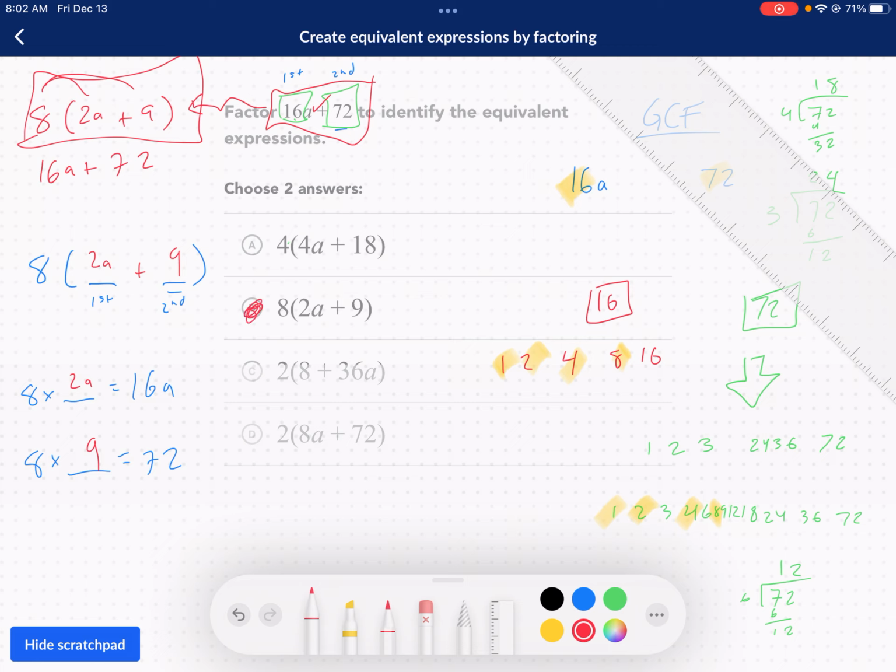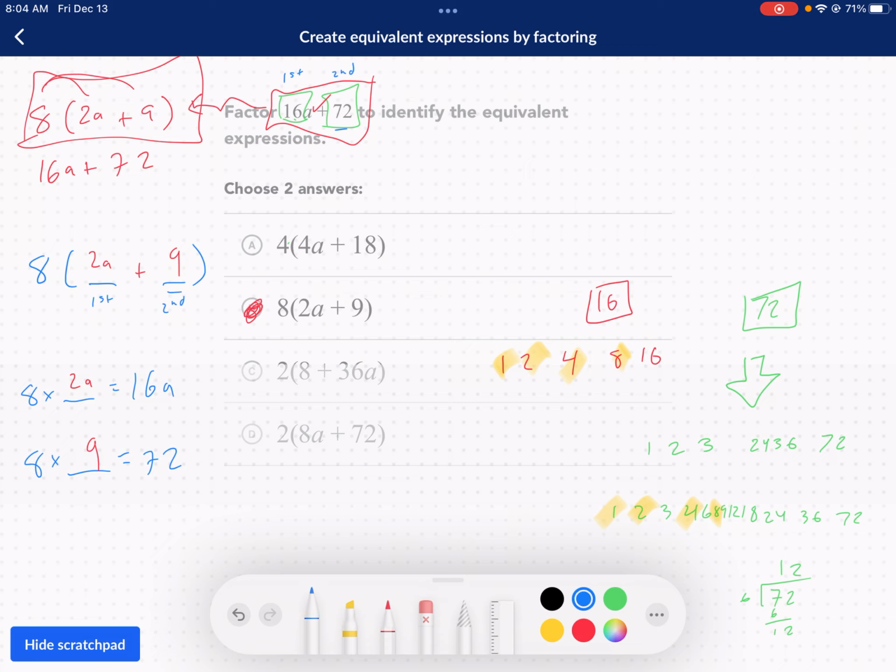Now, it says choose 2 answers. So that means I can factor out something else. So let me see if I can, oh, there we go, got it off. Let me see if I can erase this a little bit, give myself some more space. So I have to choose another one that's equivalent. Now, there's a couple options here.